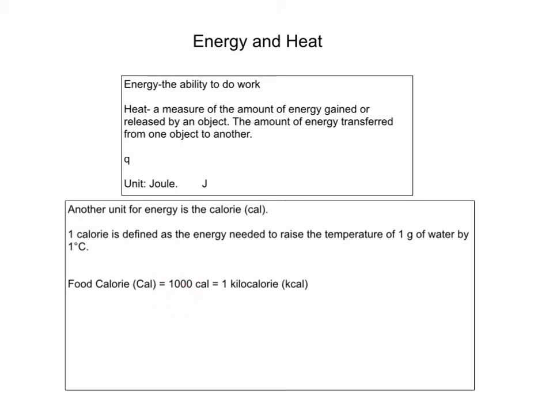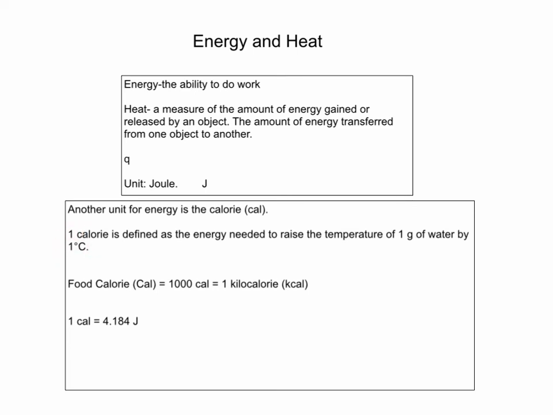And then finally, how does this all relate back to how much energy is in a joule? Well, 1 calorie is equal to 4.184 joules. So it takes 4.184 joules of energy to heat 1 gram of water by 1 degree Celsius.